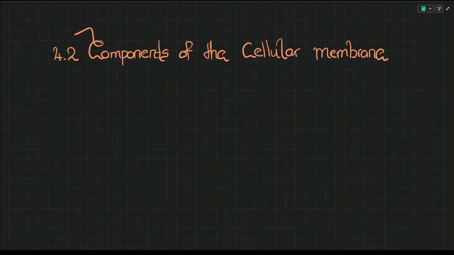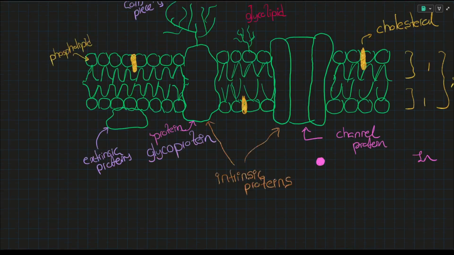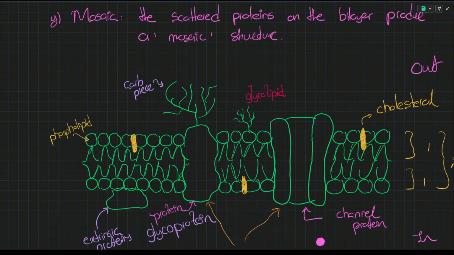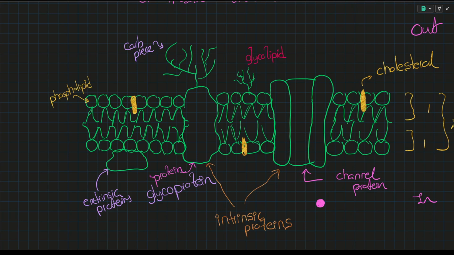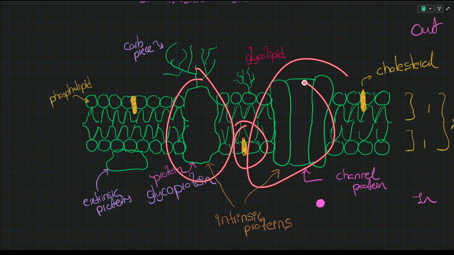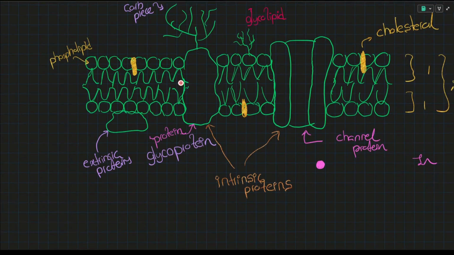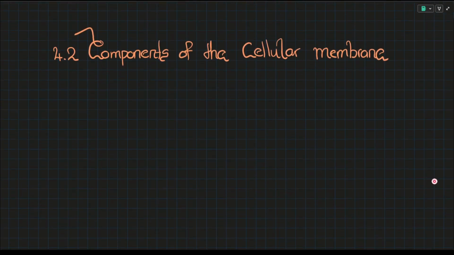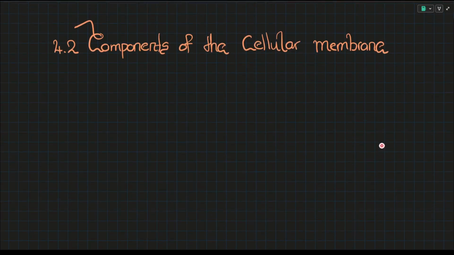Now let's discuss what each of the specific components of the cellular membrane are going to do for the cell membrane as a whole. Each of these things as a constituent unit, so for example the phospholipids, the proteins, the cholesterol, the channel proteins, all of those things play a specific role to bring about the proper functioning of the cell membrane. So let's look at what each of these things do.